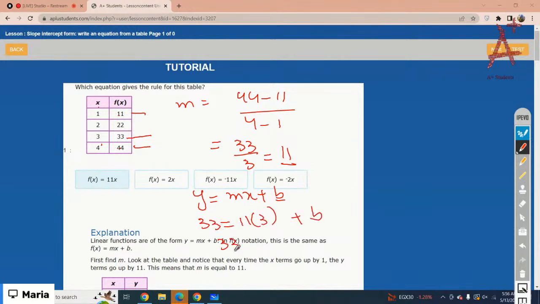So it would be 33, and 11 times 3 is 33. Move 33 to the other side, it would be 33 minus 33 equals b. So 33 minus 33 is 0. That means the y-intercept of the equation would be 0. So that equation is y equals 11x. Got it? So the correct option is f of x equals 11x. Got it?